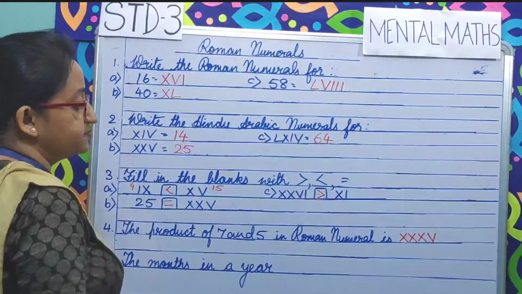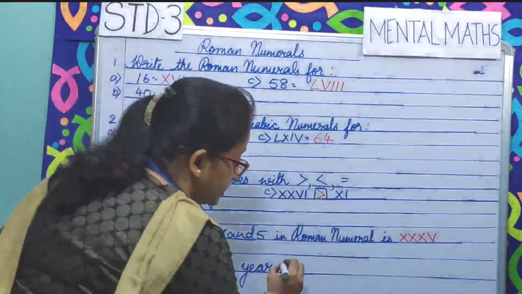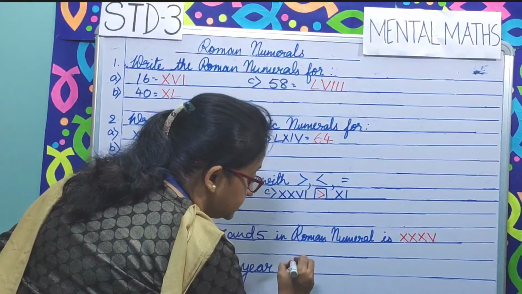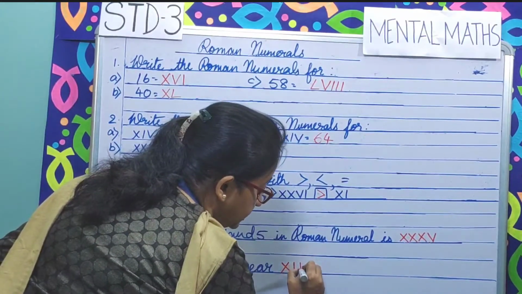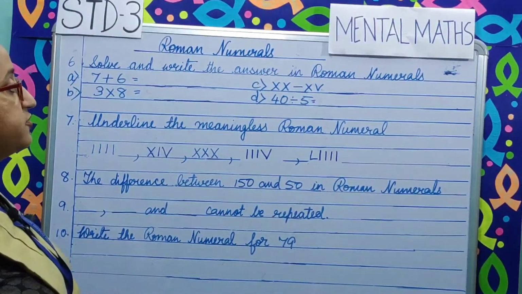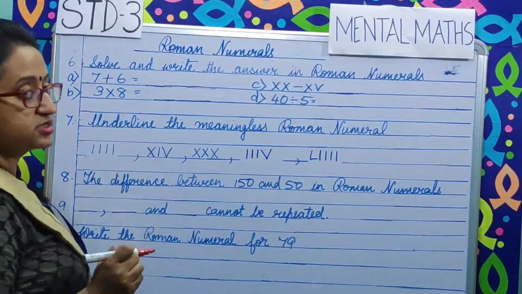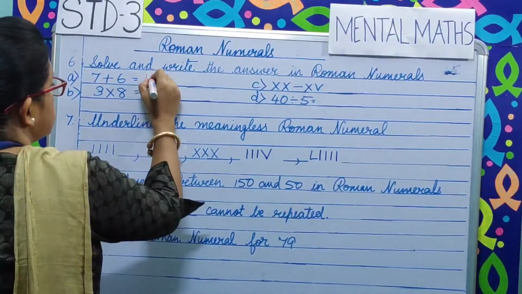The months in a year. There are how many months in a year, children? 12 months. How do we write that? X represents 10, II, 12. Question number 6. Solve and write the answer in Roman numerals. 7 plus 6. 7 plus 6 is 13.